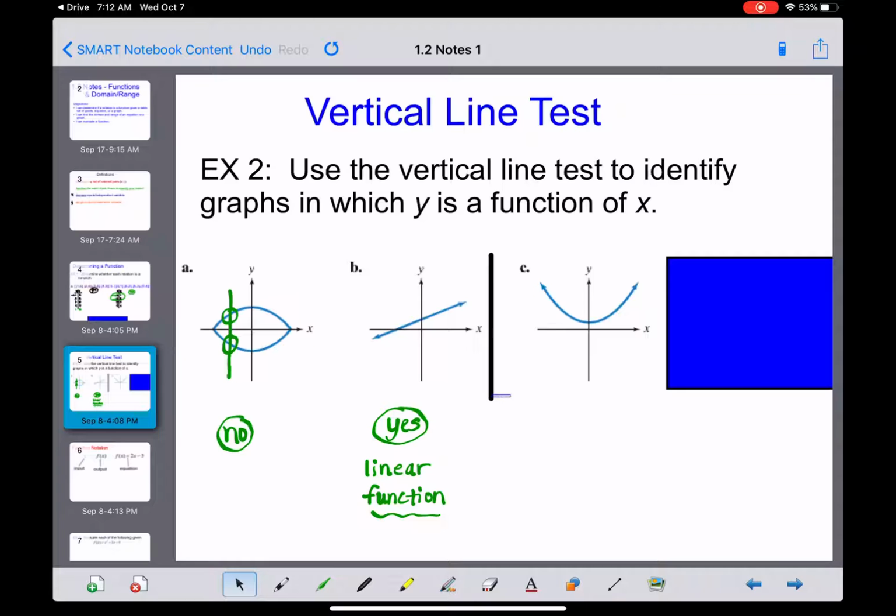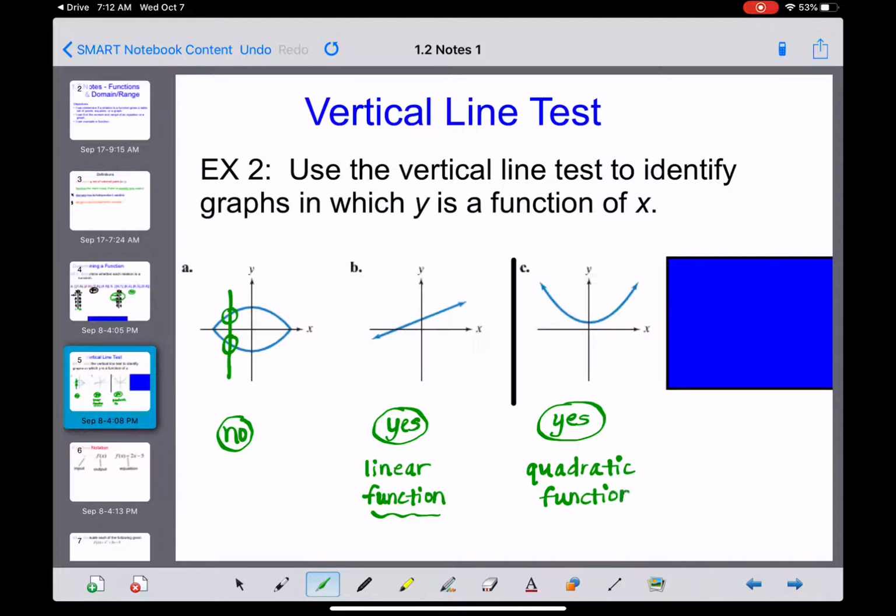Okay, the next one, if I try to pass this line through this next parabola shape, it does seem to pass the vertical line test, so that would be a yes. Again, back in Algebra 1 and Algebra 2, you had a name for this. Okay, this was called a quadratic function. So again, notice that word function is automatically telling you something about the graph.